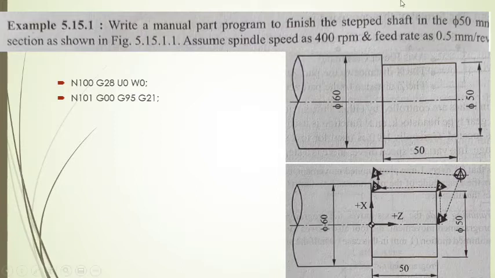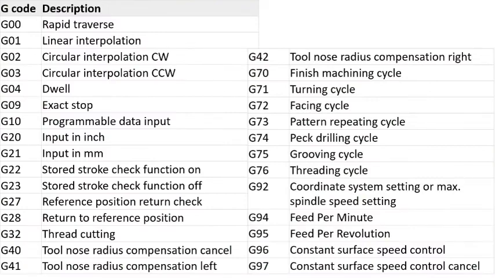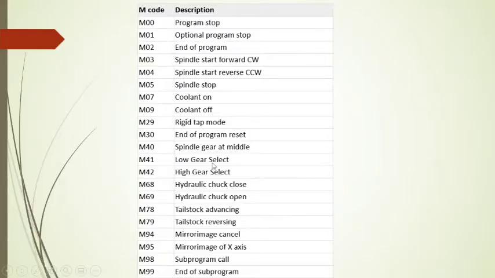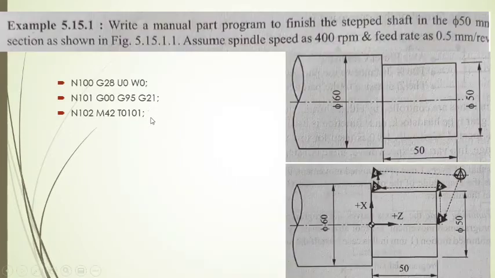Now here we can see that the spindle speed is 400 RPM. We will select high gear ratio, and that can be done by using M42. So M42 indicates high gear select, and because the speed is more than 200 we will use M42. And this indicates the tool location number, and by specifying the tool location, that specific tool will be selected.